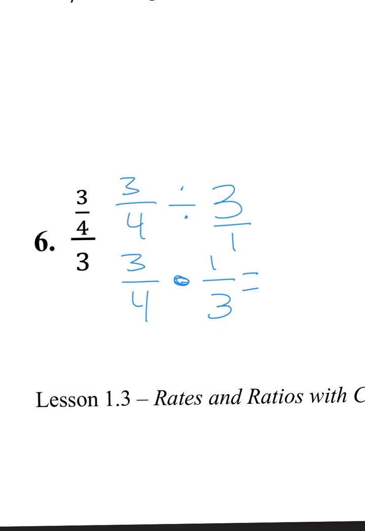3 times 1 is 3, over, and then 4 times 3 is 12. And then we're going to go ahead and reduce this fraction. And what's the greatest common factor of 3 and 12? In other words, what's the biggest number that will divide 3 and 12 evenly? Again, if you know your basic math facts, 3.